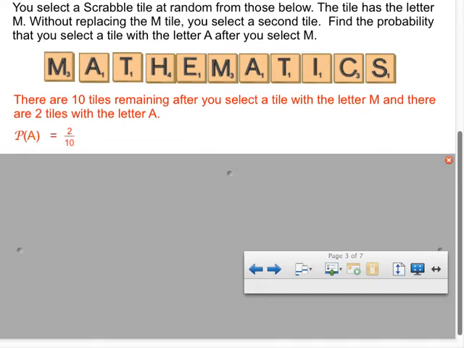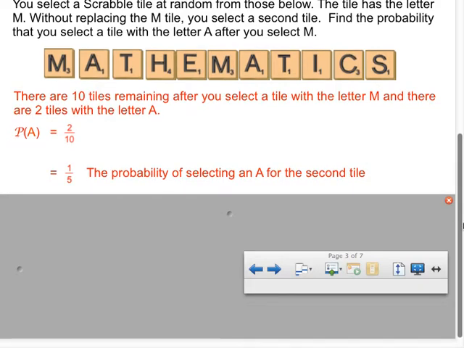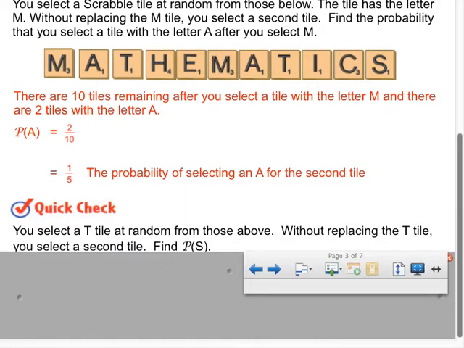Okay, so it's 2/10, but remember we don't like to have fractions unless they're in simplest form. So probability is the fraction always in simplest form. So Mason's correct. It's 1/5 to select A. I'm going to come back to this problem later when we calculate the compound event. This is just the dependent event we're calculating, picking an A after we picked our first tile. Okay, so the next problem, take a look at this, a little different.